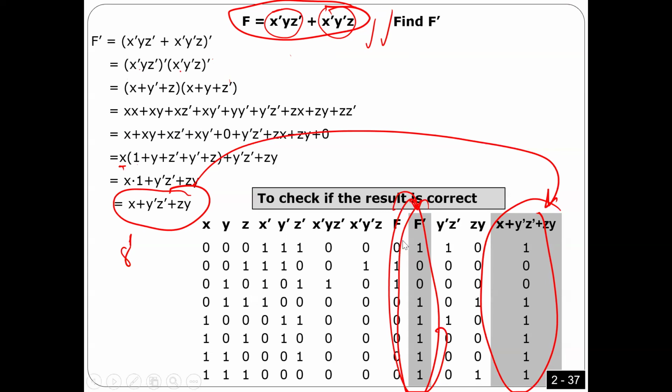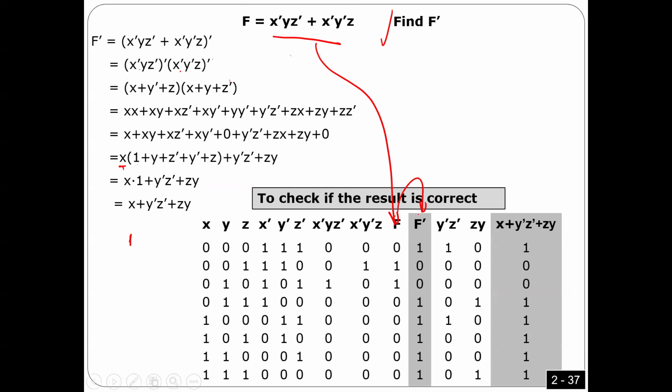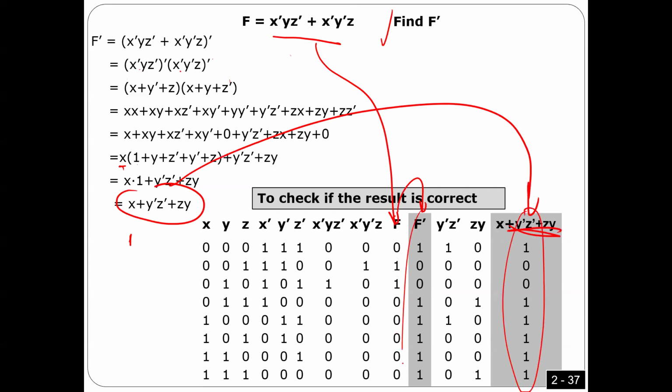You have F. Number one, I need to make a table for F because this is given to me. So this one, I'm going to get F. If you have F, I can make F prime. Is that okay? And then I'm going to implement this one here. And then I can check if they are equal or not. Yes, they are equal. Any questions?